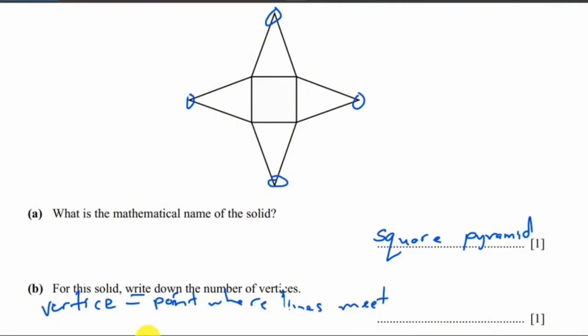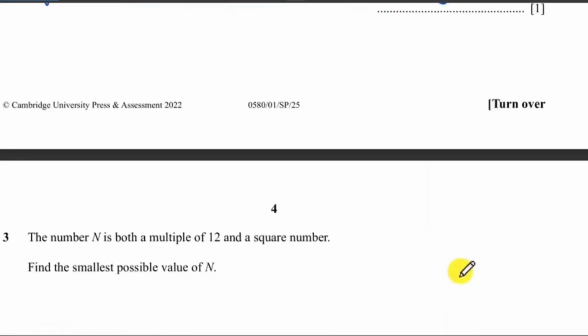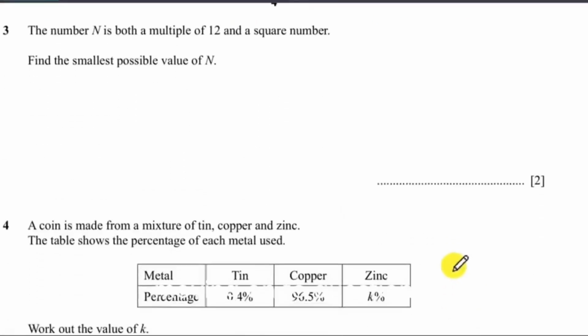So you can tell here that these points are going to meet at one point because this is like a square pyramid. So if these ones are going to meet, then it's going to be one vertex, then 2, 3, 4, 5. So the number of vertices here is going to be 5. All right, three marks. Moving on to question 3.